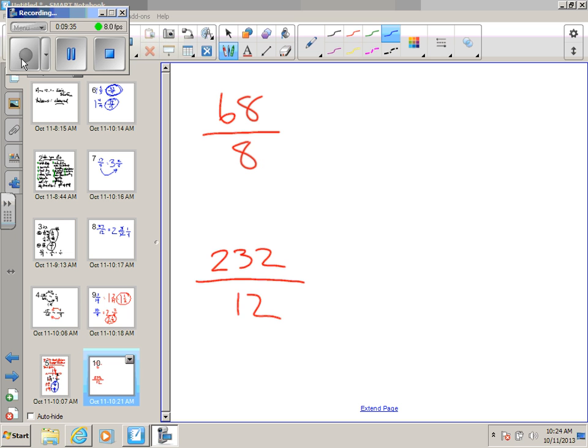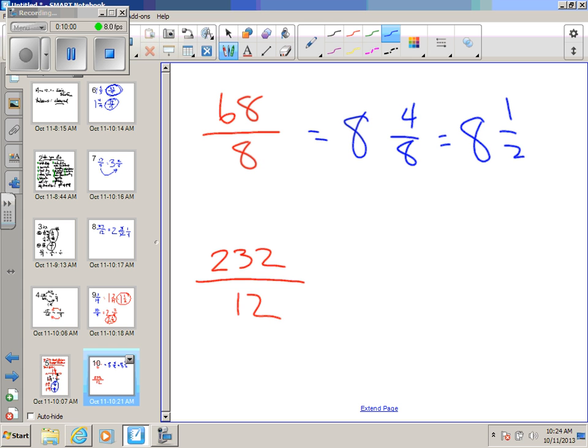The nice thing is that some of you had the, well, we'll get to that with the next one. You should still be able to use your knowledge of your multiplication tables to figure out how many times you could put 8 into 68, and that would be 8 times, because 8 times 8 is 64. Take 64 from 68, you would have 4 left, which equals 8 and 1/2.